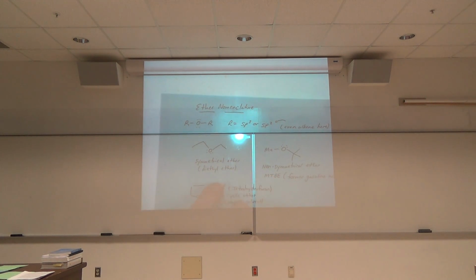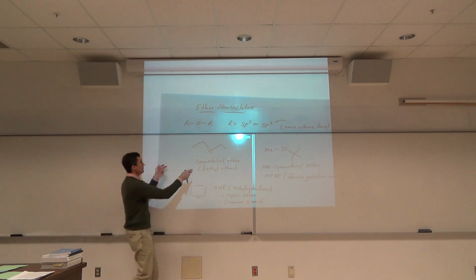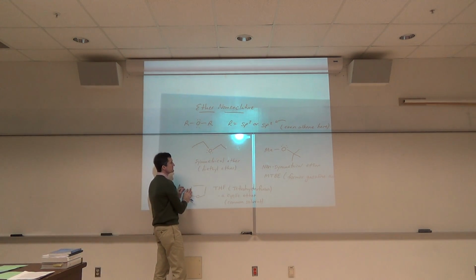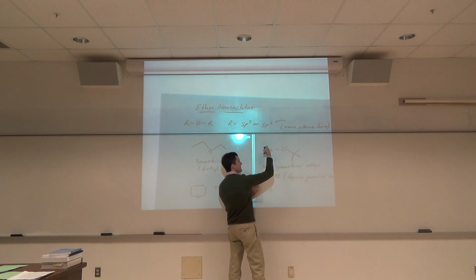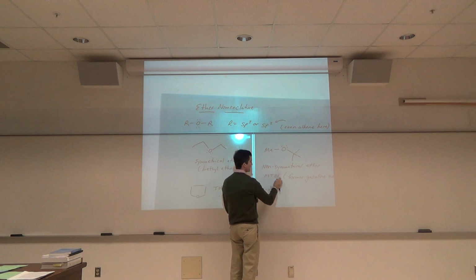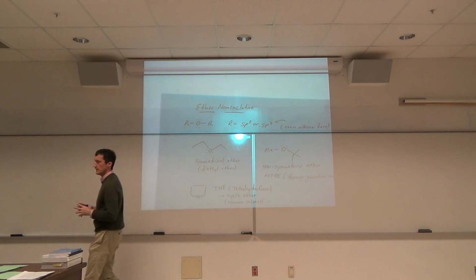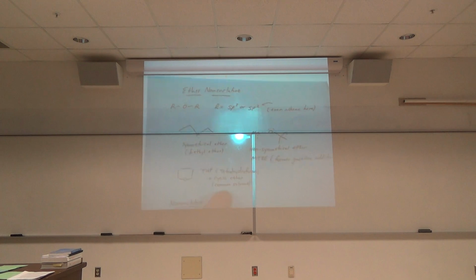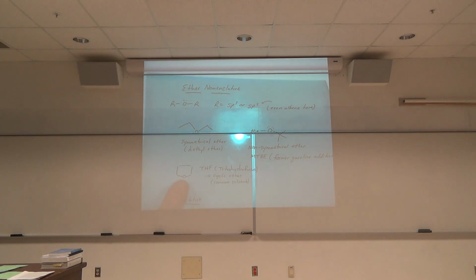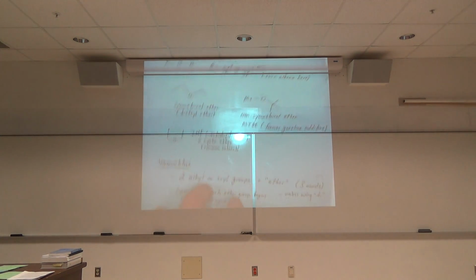Ethers could have the same groups on both sides, like 2 alkyls. That would be called a symmetrical ether, diethyl ether. Or they could be non-symmetrical, t-butyl on one side, methyl on the other. That's called methyl t-butyl ether. Used to put it in gasoline, but it got phased out. Now they're putting ethanol in gasoline. Those are put in gasoline to increase the oxygen content, so it'll burn a little bit cleaner. Then you have cyclic ethers, where the oxygen is part of the ring. THF is a common solvent.